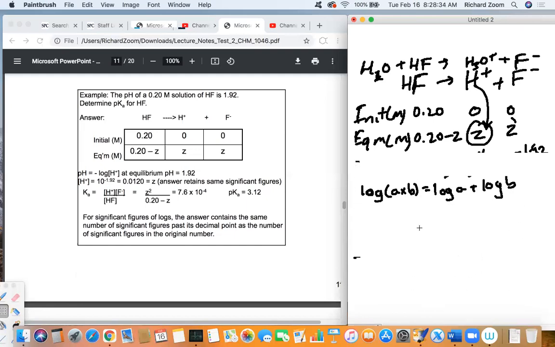I know a lot of you are just tuning this out because you're not interested in significant figures, but I'm going to go through this anyway. If you've got log of x times 10 to the negative y, then that equals the log of x minus y, because log of 10 to the negative y is just negative y. That'll be the log.